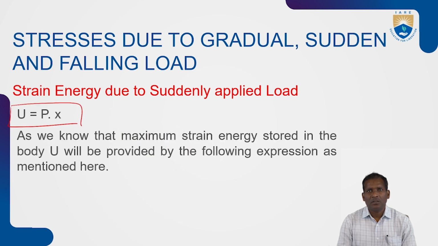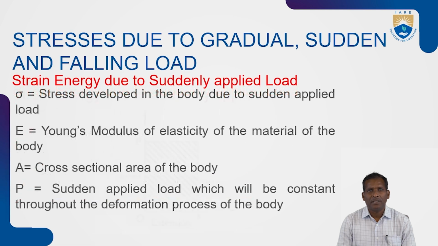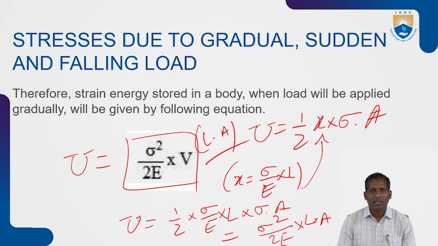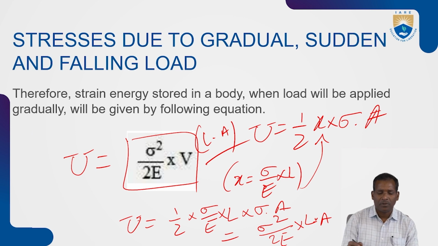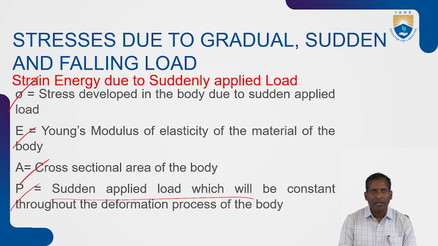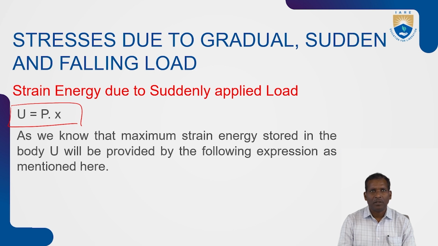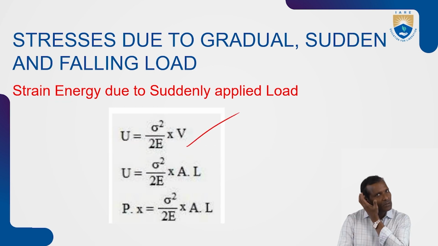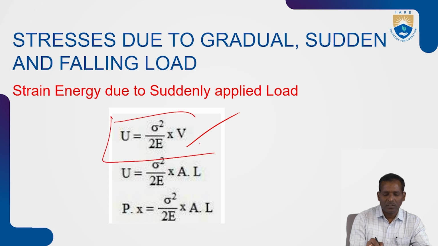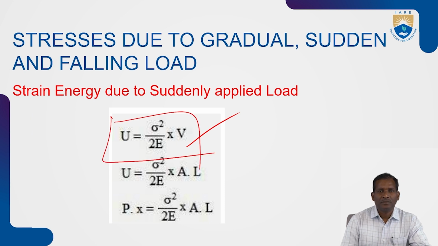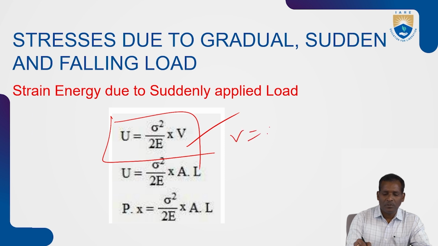Already you know, in the previous case, the strain energy stored in the body when load is applied gradually is given by sigma square by 2E into V. Here too, U will be provided by the following expression, U is equal to sigma square by 2E into V, but here the volume is equal to A into L.